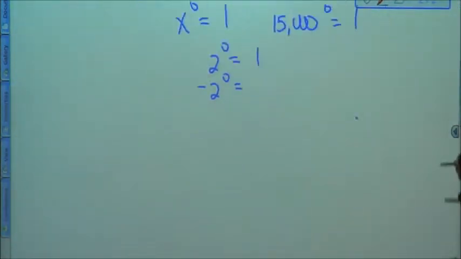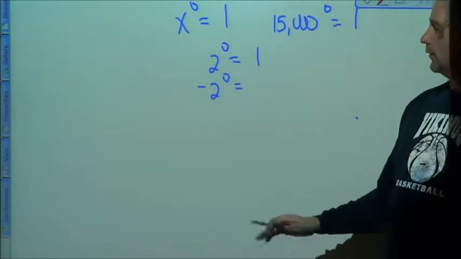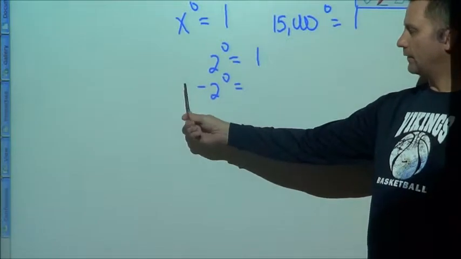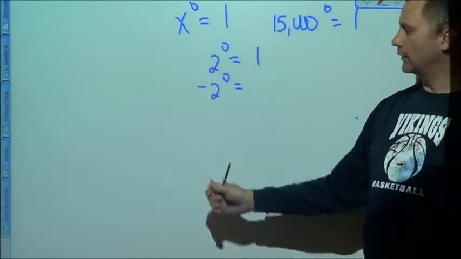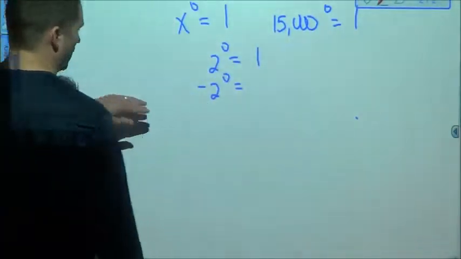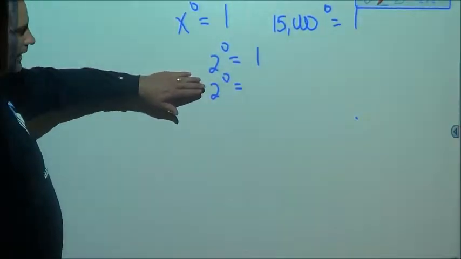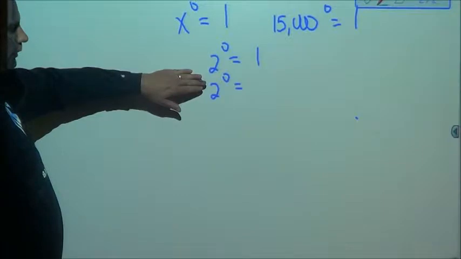Okay, so I'm going to say 1 or negative 1, one of those two, right? The rule is, if the negative sign is not inside parentheses, it's not included. So it's called the thumb rule. If I can cover up the negative sign, it's not included. So 2 to the 0th power is 1.